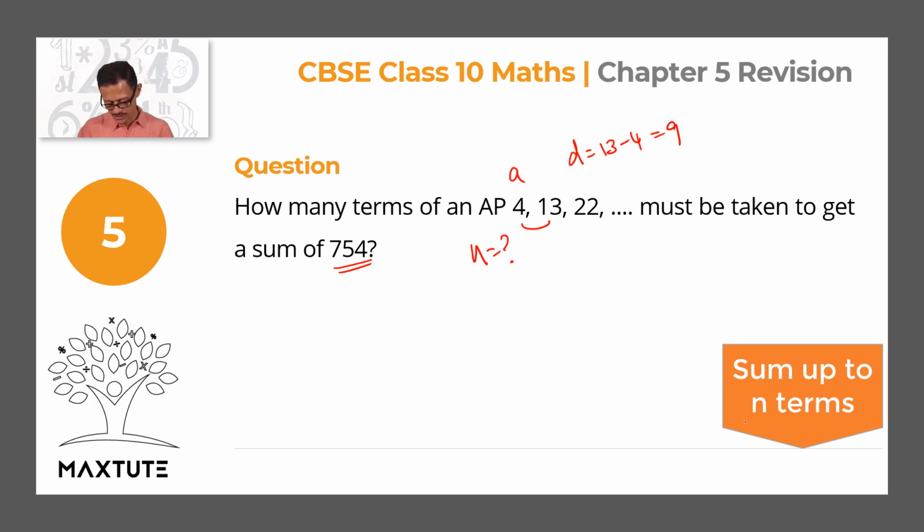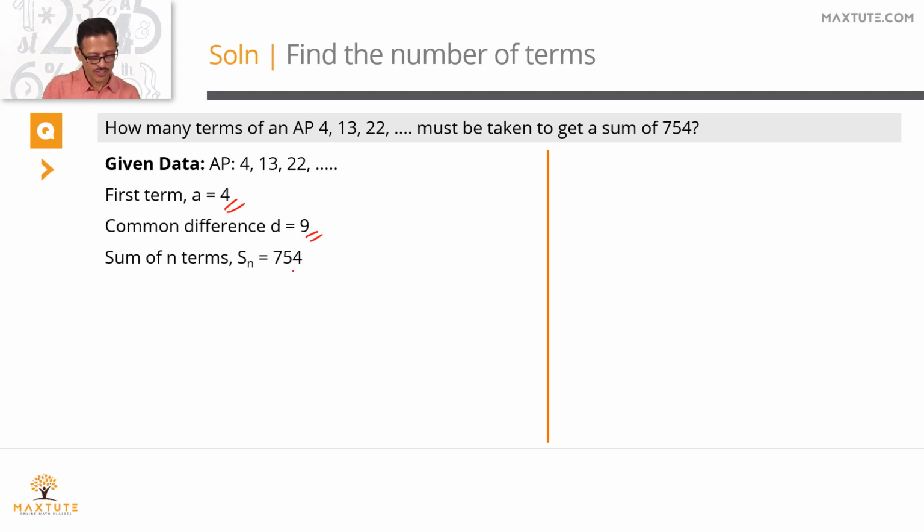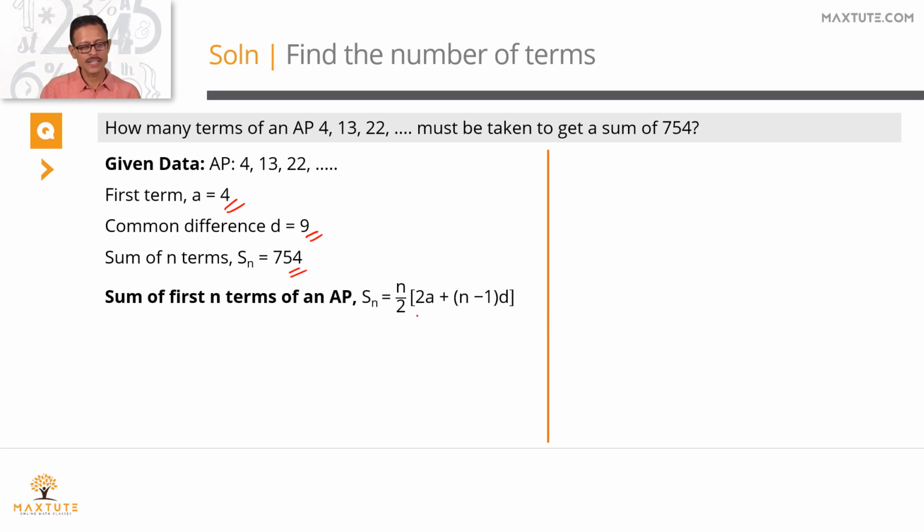So plug it into the formula and check that we have everything other than n. This is the AP that is given to us. First term and common difference computed. Sum is given. The formula to compute the sum is n by 2 into (2a plus (n minus 1) into d). Do we know n? That's what we are trying to find out. A is given, which is 4. D is given, which is equal to 9. So it becomes one equation, one variable. Just frame the equation, solve it, get the answer.